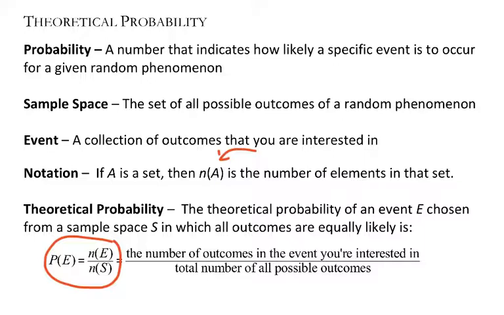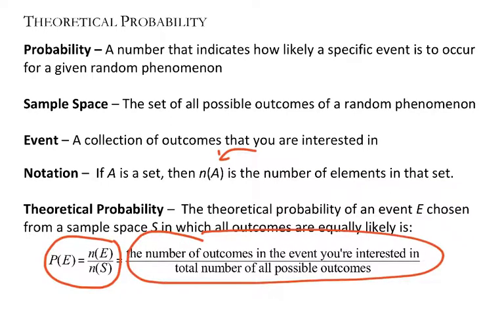The probability of E equals the number of elements in E divided by the number of elements in S, and more colloquially, it's the number of outcomes in the event you're interested in over the total number of all possible outcomes. Let's explore what this means.